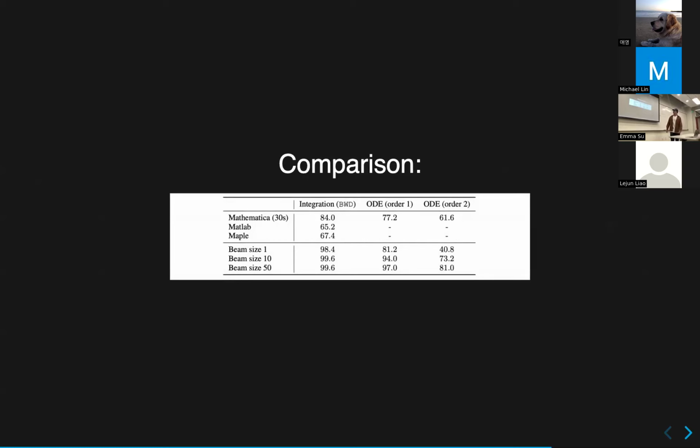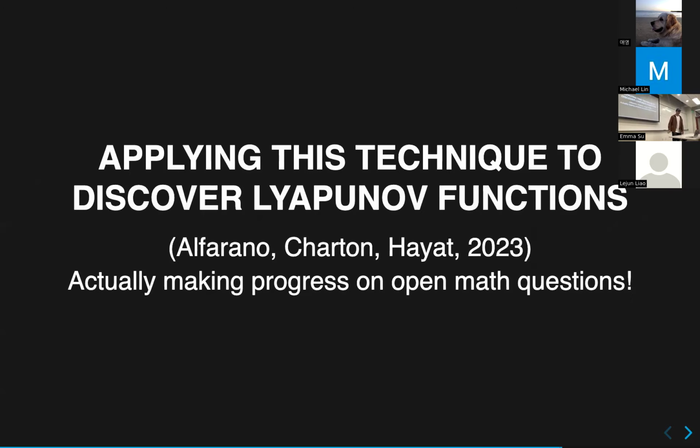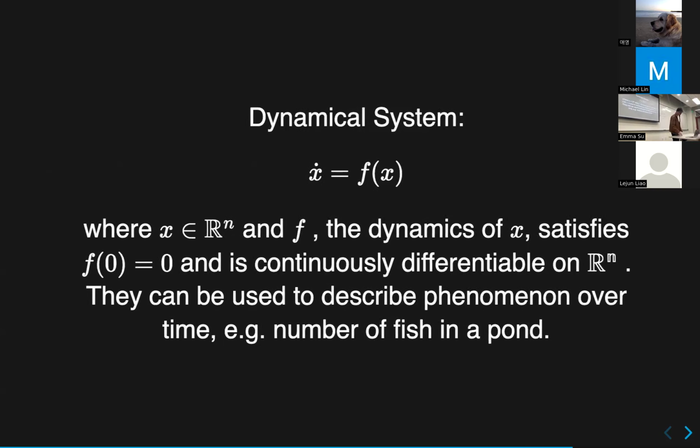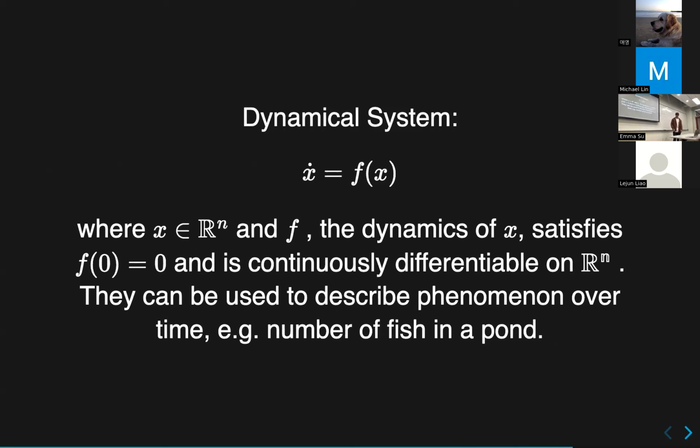And then here's a comparison to the conventional computational tools. Okay, I'm going to run through this last part really quickly because I don't fully understand it, and also I'm running out of time. So this is basically applying the same technique to an open math problem called Lyapunov functions. Lyapunov functions relate to dynamical systems. Dynamical systems are systems that satisfy a set of conditions, but mainly they're functions that can describe phenomena over time.